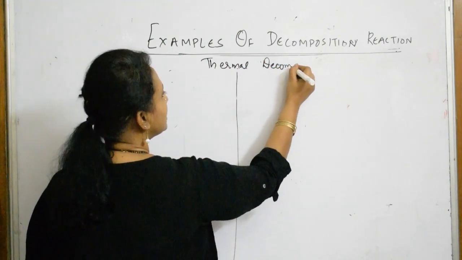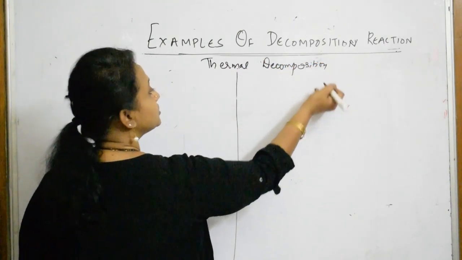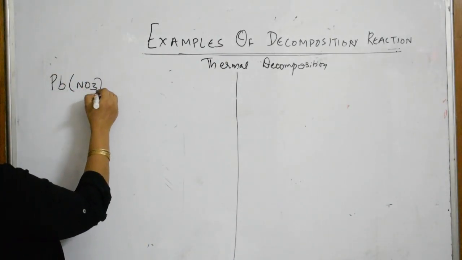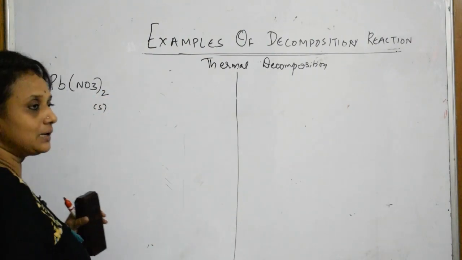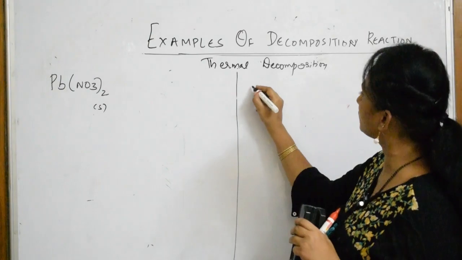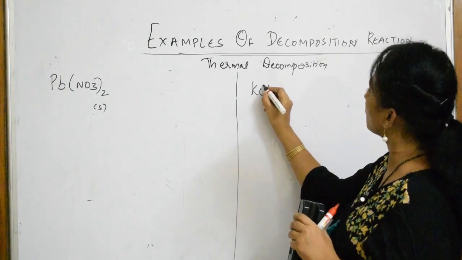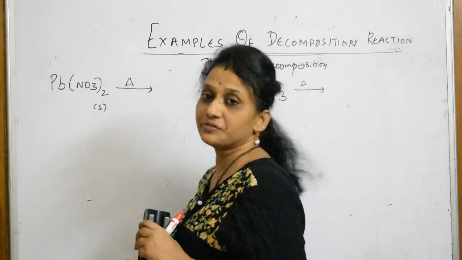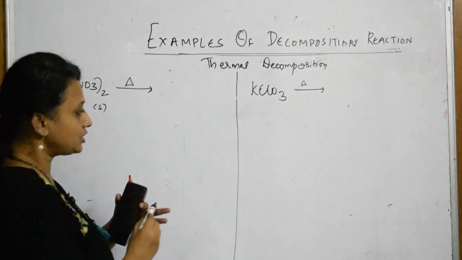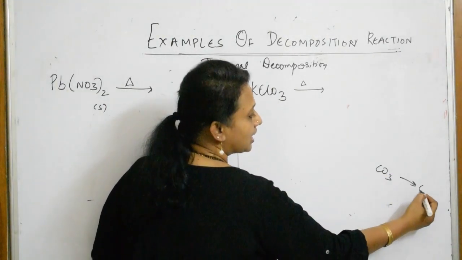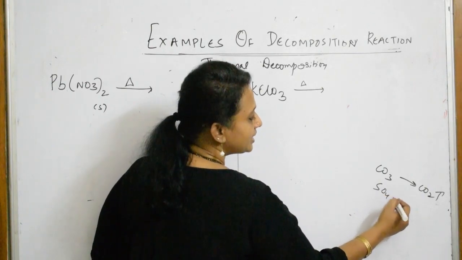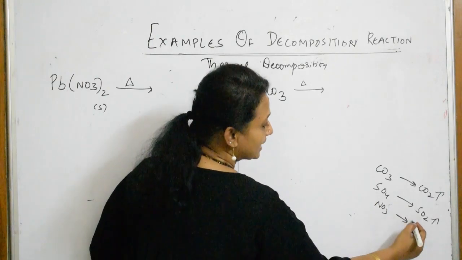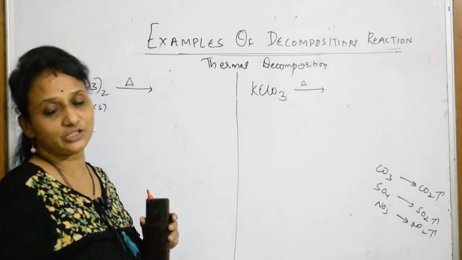In the lab you will be heating under a Bunsen burner. So, thermal decomposition of lead nitrate, Pb(NO3)2, a solid. I'll also give you the example of thermal decomposition of potassium chlorate. Whenever you see carbonate, it means carbon dioxide evolution; sulfate means sulfur dioxide evolution; nitrate means NO2 gas. Remember this. If you remember, it's easy to write the product.